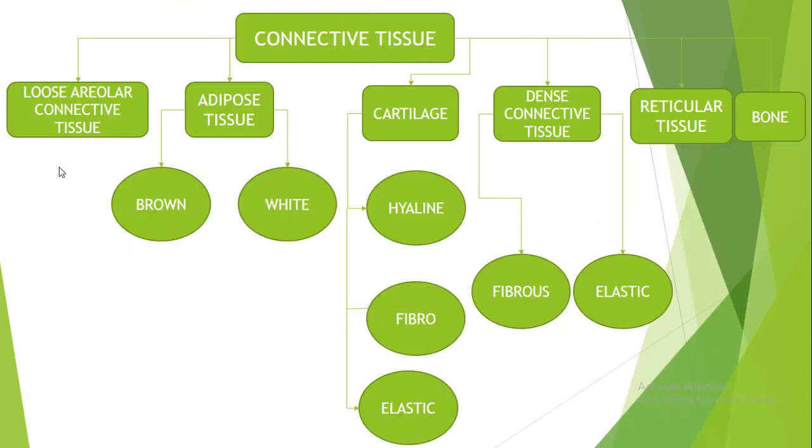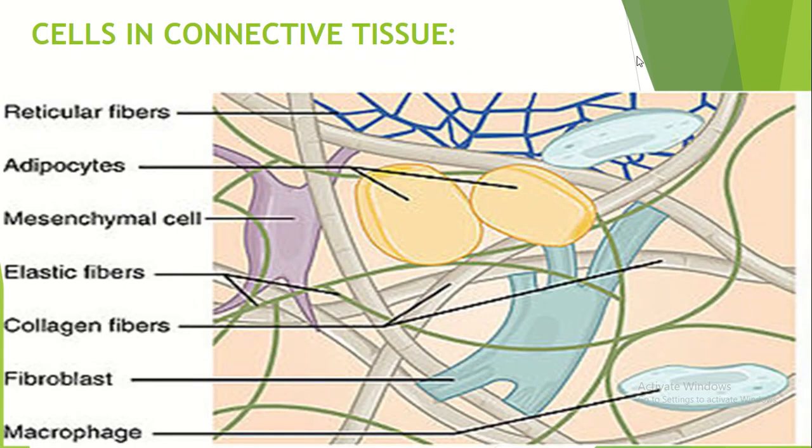So this is just a flow chart I am giving so that it will be easier for you to understand. Connective tissue is divided into loose areolar connective tissue. The adipose tissue is further divided into brown and white adipose tissue, and the cartilage is divided into hyaline cartilage, fibrocartilage and elastic cartilage. Then the dense connective tissue is divided into fibrous dense connective and elastic dense, and then the reticular tissue and the bone. So this is the flow chart of the types of connective tissue.